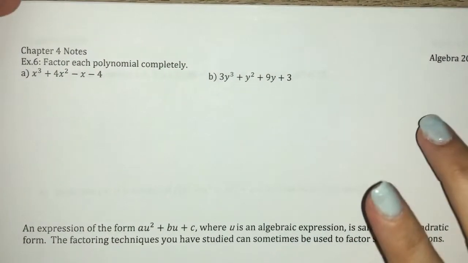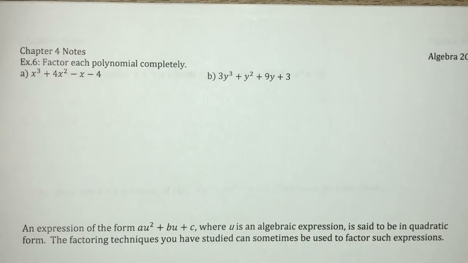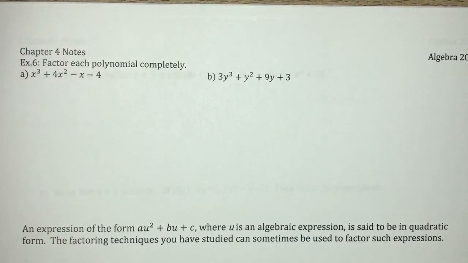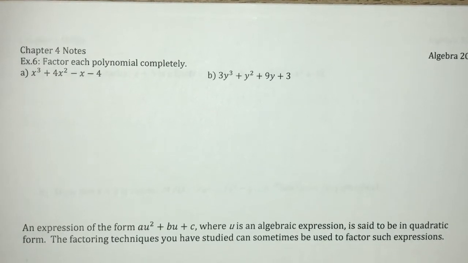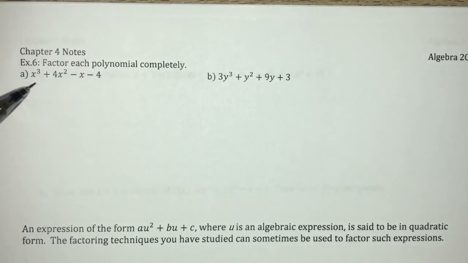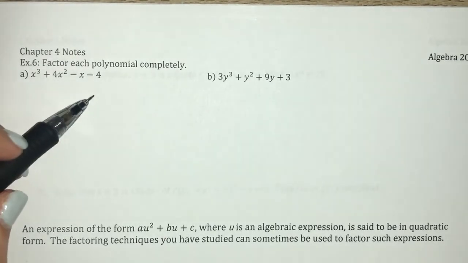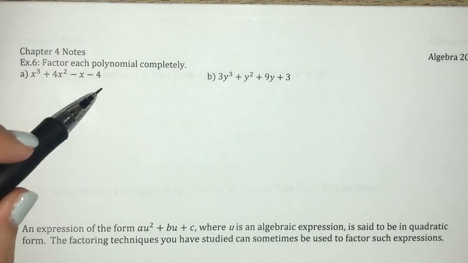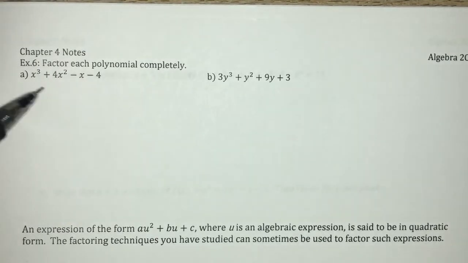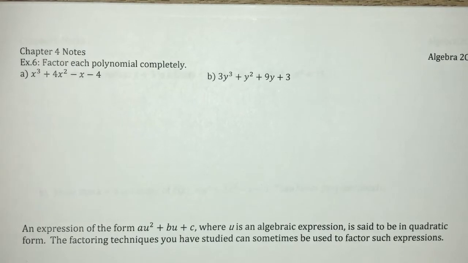And then example 6 is just based off the last example. Factor each polynomial completely. You'll look at both of these and they both have 4 terms. So it's an indicator that you might need to do factor by grouping, but always check for greatest common factor first. So for A, x cubed plus 4x squared minus x minus 4. There's no greatest common factor other than 1 that I can pull out. And there are 4 different terms, so I'm going to factor by grouping.